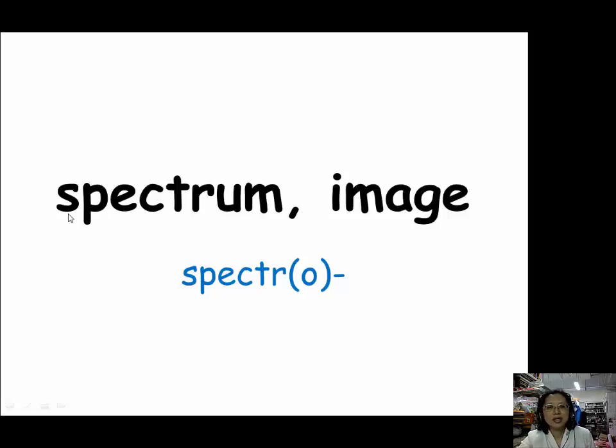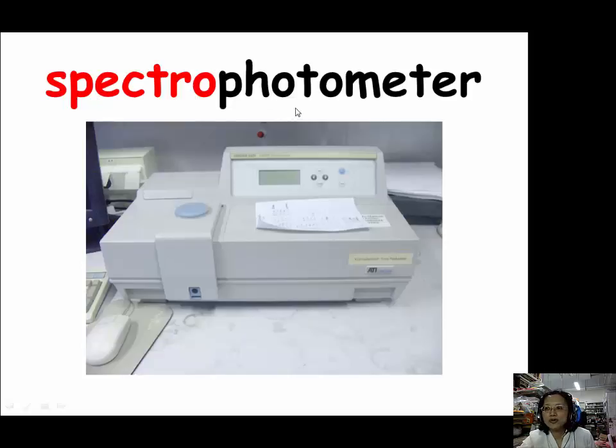To describe things that are related to spectrum or image, we could use this prefix spectro, S-P-E-C-T-R-O. Our example is spectrophotometer. Spectrophotometer, as shown in this PowerPoint, is an apparatus for estimating the quantity of coloring matter in solution by the quantity of light absorbed, and usually it is indicated by the spectrum in passing through the solution. And we put the sample here, and then this will show the reading. Spectrophotometer is a very commonly seen instrument in any laboratory.